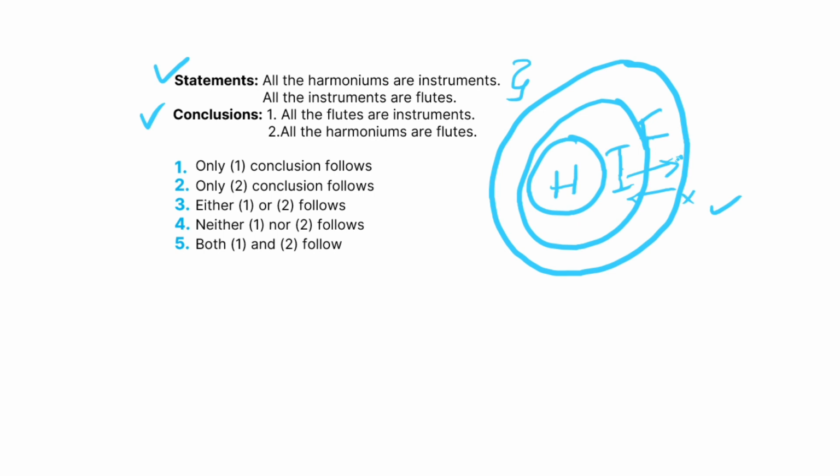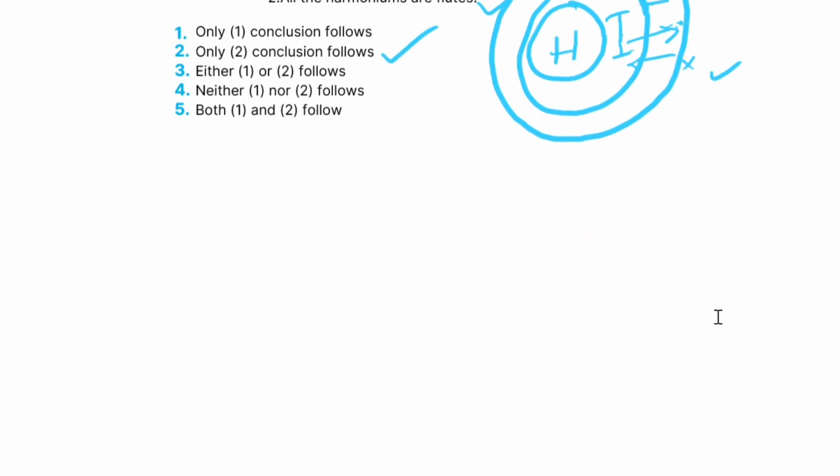The next conclusion is all the harmoniums are flutes. All the harmoniums are inside the flutes, right? So the second one is right. Only two follows, so we need to pick the option that only two follows. I hope you are clear with this simple example. Let's discuss more examples to get direct clarification on the syllogism topic.